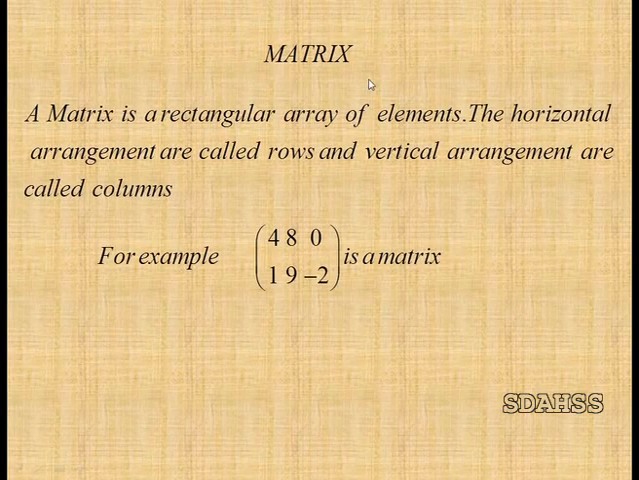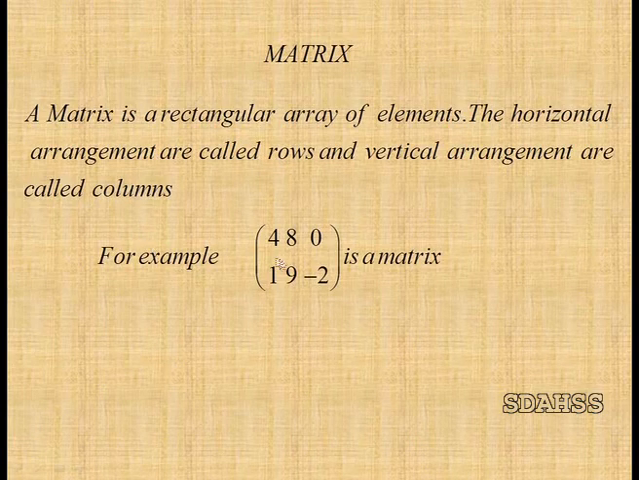Now let us see the definition of a matrix. A matrix is a rectangular array of elements. The horizontal arrangements are called rows and the vertical arrangements are called columns.